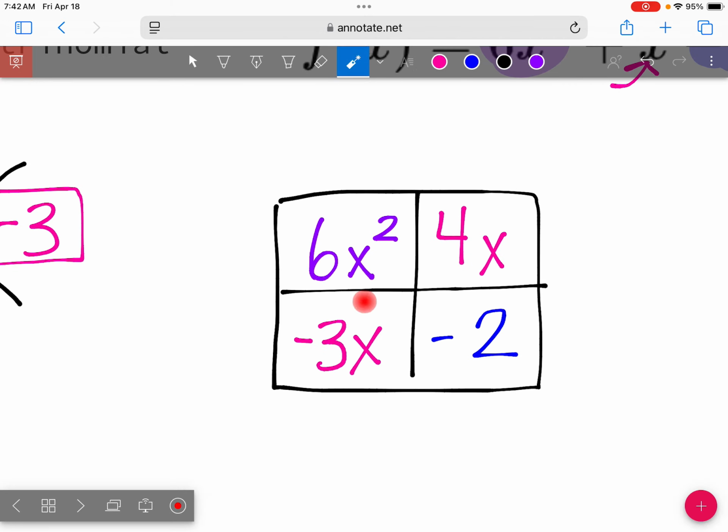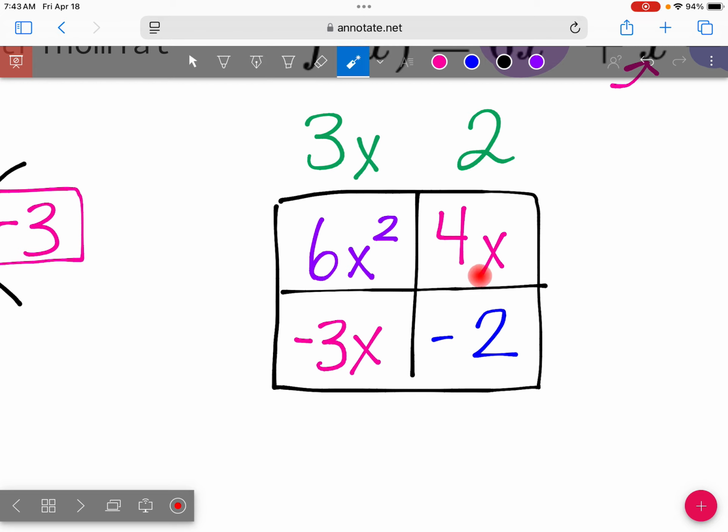What are we going to get when we pull out our common factor in columns and rows? So I'm going to start with columns. You can start whichever way you want to. So looking at our 6x squared and our -3x, what do they have in common? 3x. A 3 and an x. So we have 3x coming out right there. What about between 4x and -2? I can't take a negative out of the +4, but I can take a 2 out.